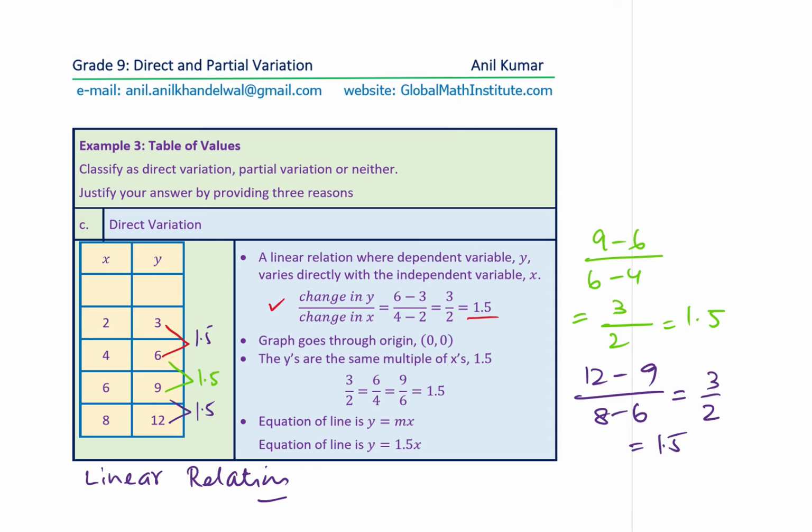Second, let's find the ratio of y over x. So what is the ratio of y over x? 3 over 2 for the first one, 6 over 4 for the second one, and 9 over 6. Each gives us 1.5. That is the constant ratio. Do you see that? Since we can now write this as y equals mx or y equals 1.5x, it represents direct variation. So when there is a direct variation, you could straight away find the ratio of y over x.